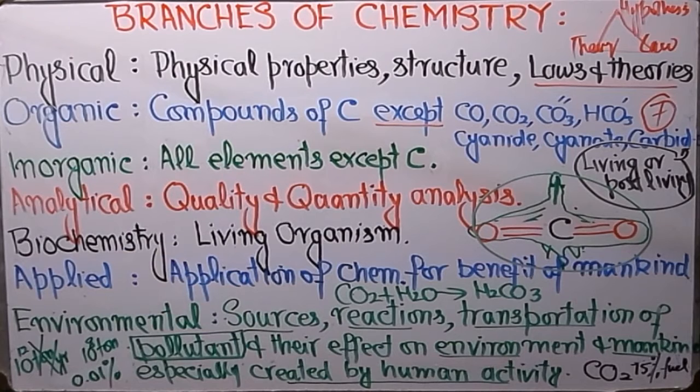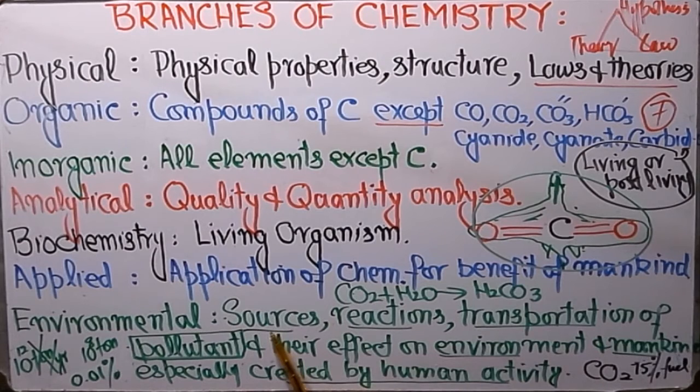Then there is environmental chemistry, which is very important nowadays. We focus our study on pollutants, the harmful substances. What are their sources, what are their reactions, how they are transported, and what are their effects on the environment and on mankind. This is known as environmental chemistry, especially of pollutants generated by human activity. For example, we take the example of CO2. What are the sources of CO2? 75% is produced by the burning of fuel in automobiles.